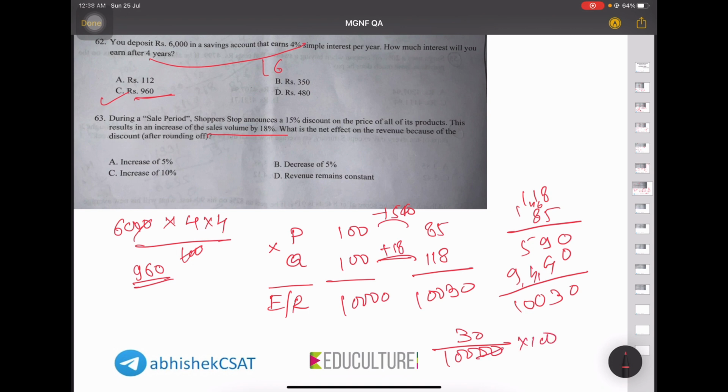So on 100, that is 0.3%. That means revenue remains constant. Revenue remains constant. Okay. This is very minute, so that's why revenue remains constant. We have taken these types of examples in our course. Okay, next.